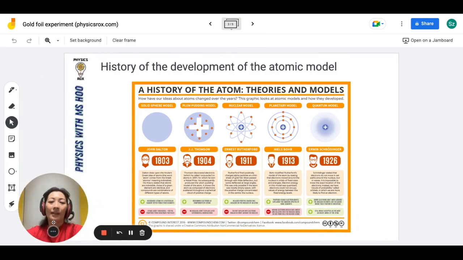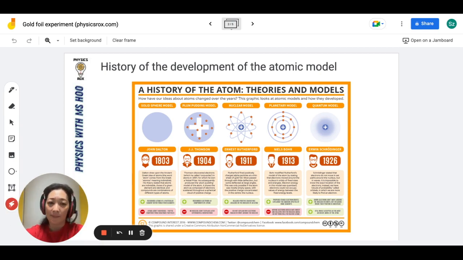Now, I know this is science and it's not really history, but why we need to learn this is because we need to appreciate the effort and the hard work that physicists, scientists and researchers have put in to contribute to our overall knowledge. You should have learned about this history in chemistry or lower secondary science, but I'm just going to go through it in general very quickly.